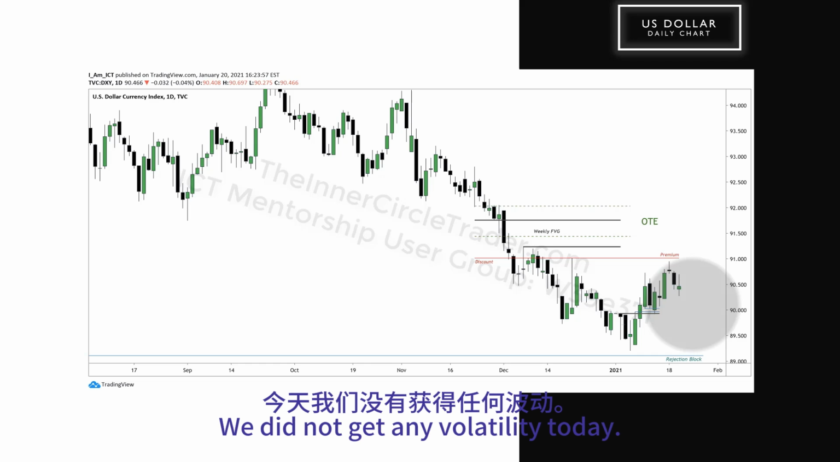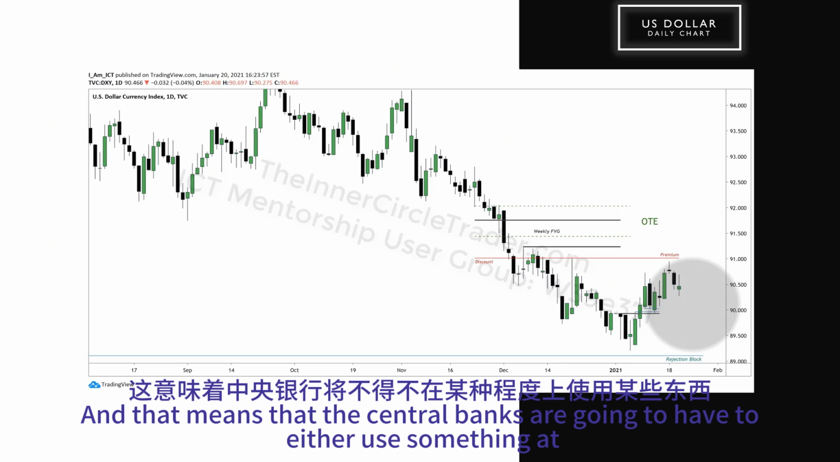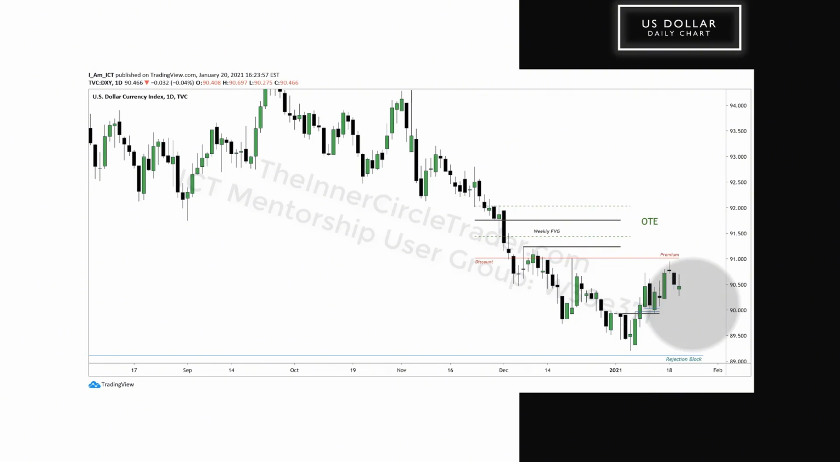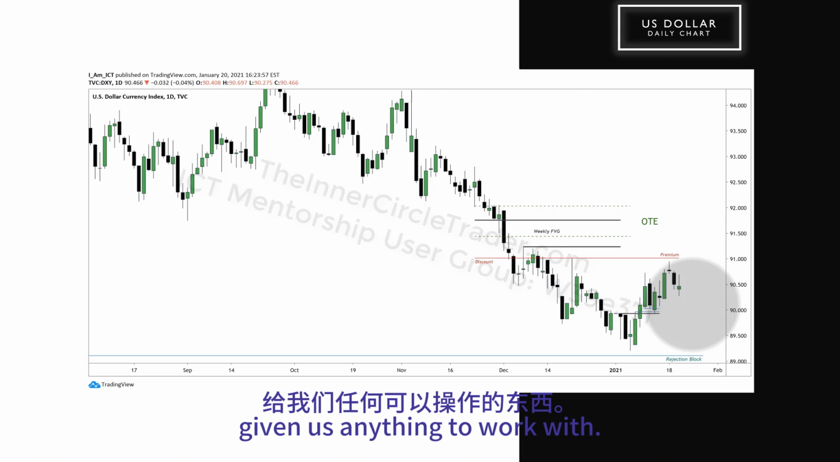We did not get any volatility today. So the markets are simply silent. And that means that the central banks are going to have to either use something at a later time or create something on their own. So we have the ECB tomorrow. So that might be a stimulus that brings in some volatility because the nothing burger inauguration event today hasn't given us anything to work with.